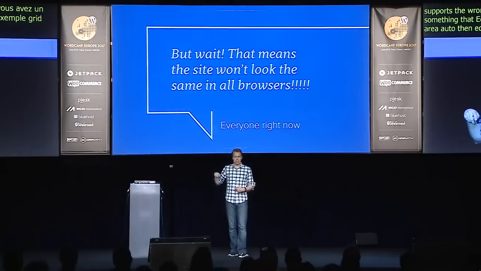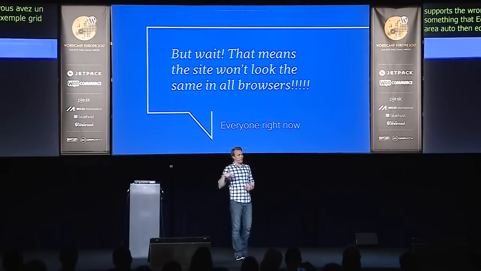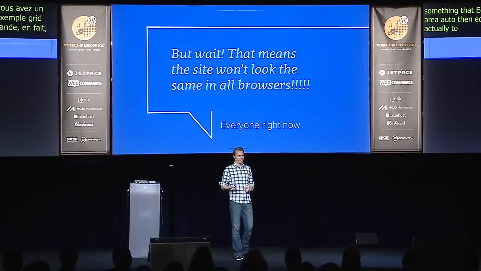The problem is Edge does support grid. It just supports the wrong spec. So if you're testing for grid support in Edge, test for something that Edge does not support within the grid spec, for example, grid-area: auto. Then Edge won't try to run the grid. My recommendation here is actually to serve up the mobile experience on all browsers that don't support grid.